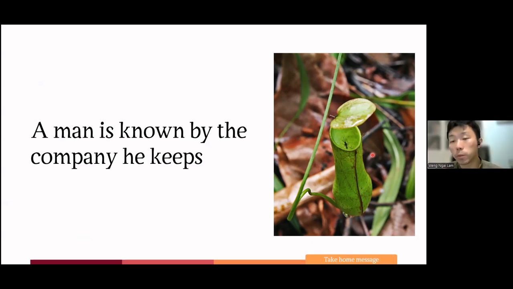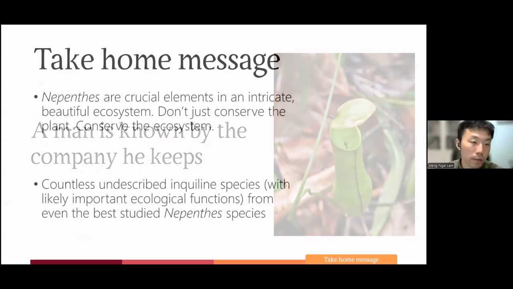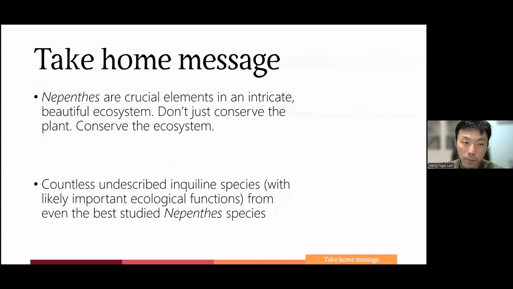And there are so many species of invertebrates out there whose entire lives depend completely on pitcher plants. And that really says something. It really says something about pitcher plants and their place in their natural ecosystems. And that leads us to some take-home messages. Nepenthes are crucial elements of an intricate and beautiful ecosystem. And I think sometimes we cannot just think about conserving Nepenthes pitcher plants, this species or that rare Nepenthes species. We must think about conserving their whole ecosystem.